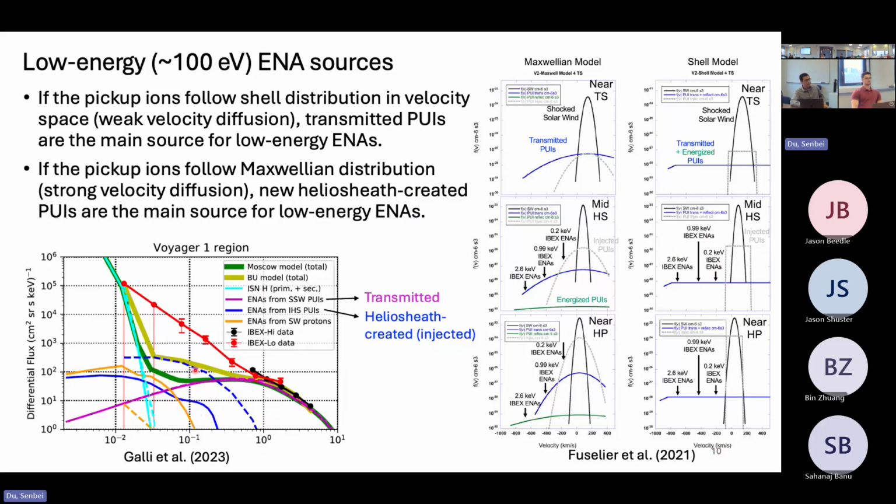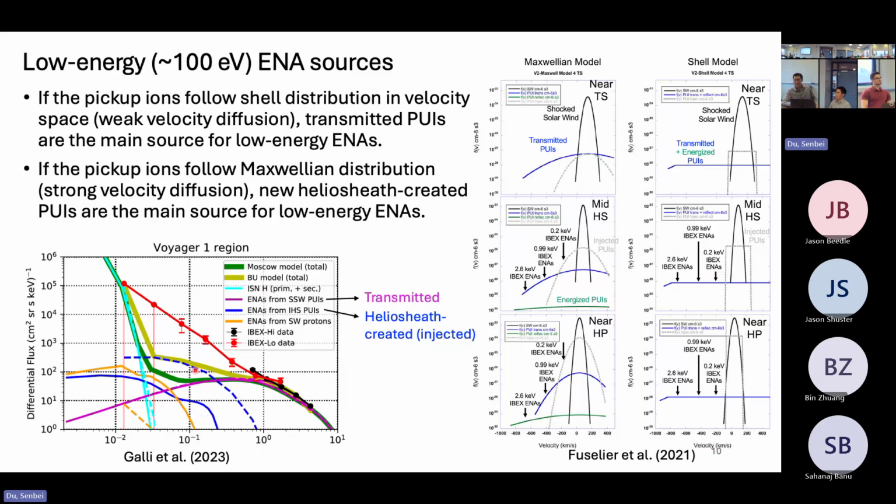Question. I'm not very familiar with it, but can you explain a bit more about the background? For example, for the shell model, what kind of background is this based on? I can understand you use the Maxwellian distributions for the shell model.